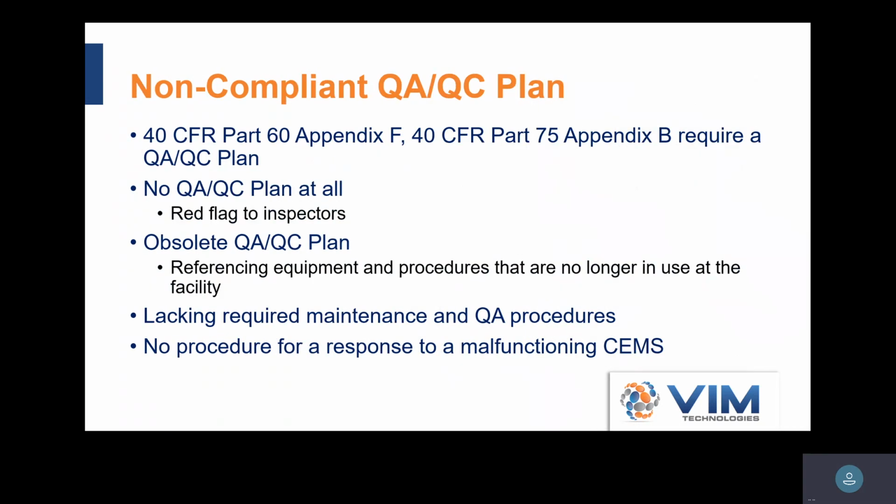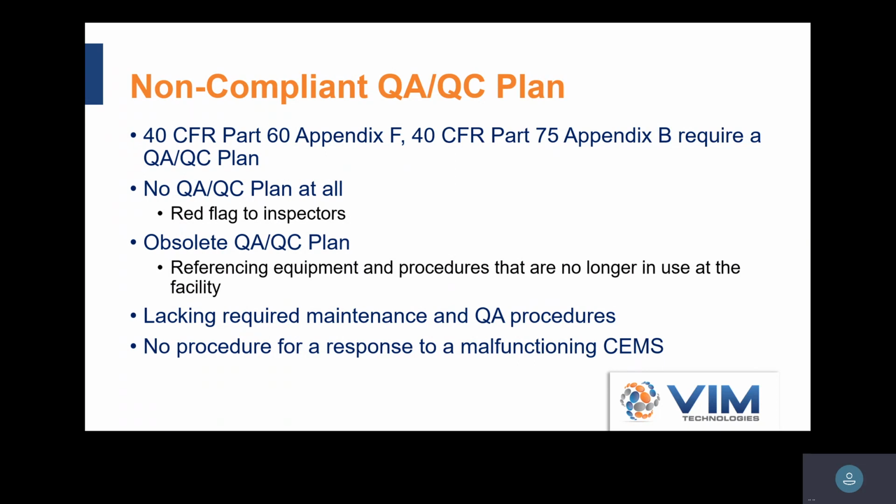So we'll start with a non-compliant QA/QC plan. One of the first things an inspector will ask for is their quality assurance plan. So if you don't have a quality assurance plan, or you have one that's outdated and doesn't have the required procedures and or the existing equipment in it, that can be a red flag to inspectors. Frequently, the condition of your QA/QC plan is indicative of the condition of the CEMS program as a whole. So if you have a non-compliant QA/QC plan, that's going to put a light on, and those inspectors are probably going to dig a little deeper to find other areas of non-compliance.